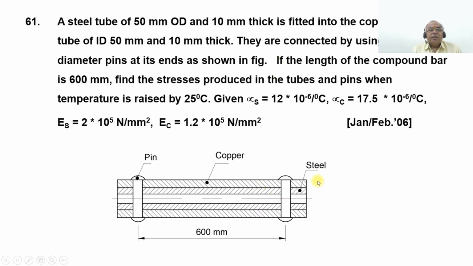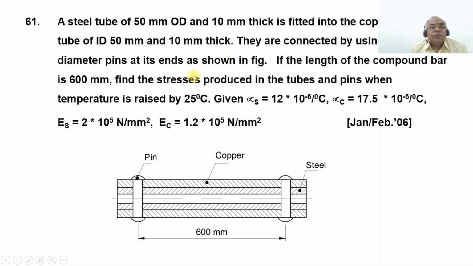So here we have the steel tube of OD, so this is the outer one. From here to here it is 50 and 10 mm thick. So that means it should be inside this, 10 mm thick. They are connected by using 20 mm diameter pins. So this is the pin diameter 20 mm at its ends as shown in this figure.